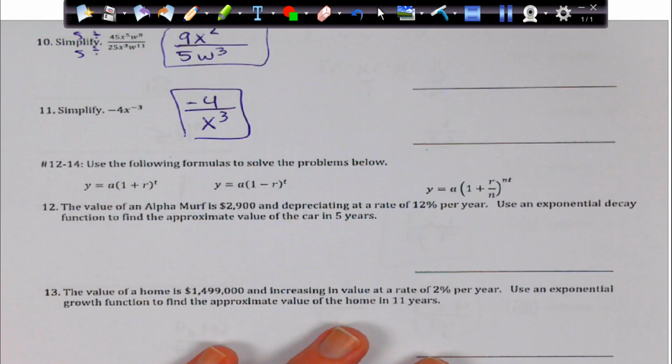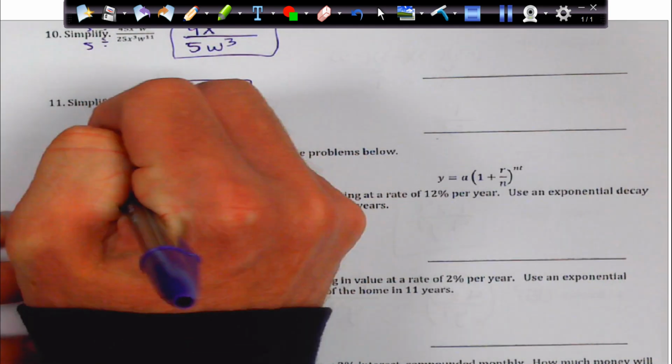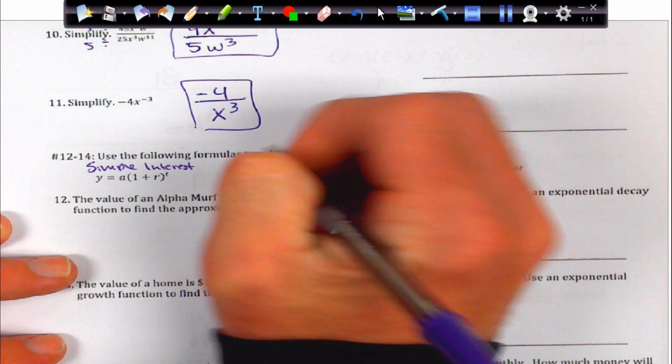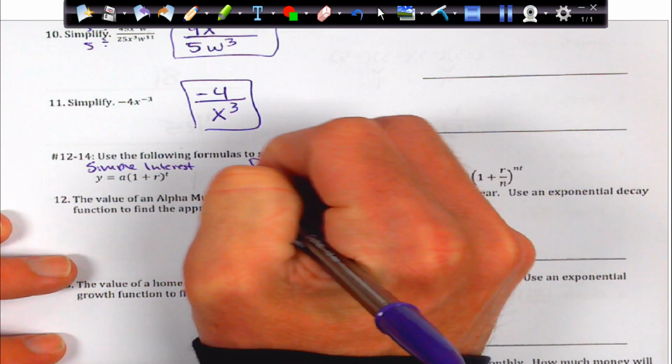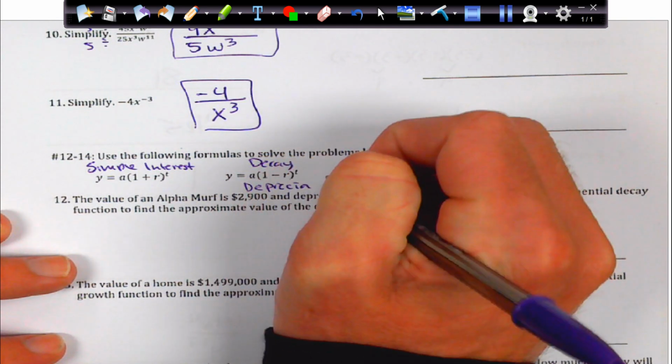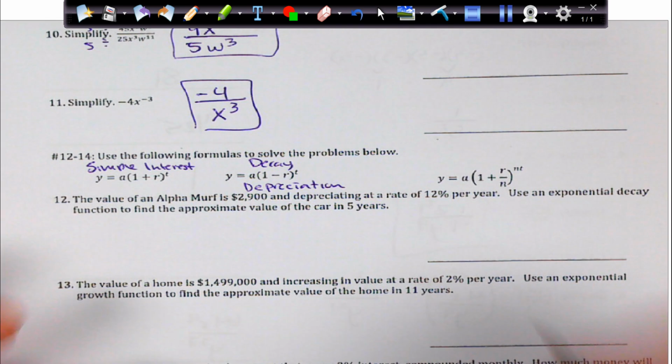All right, let's zoom back out just a tad. We have 3 formulas here. This is our simple interest. This would be our decay or depreciation model. So something is getting less in value. And then our last one is compound interest.